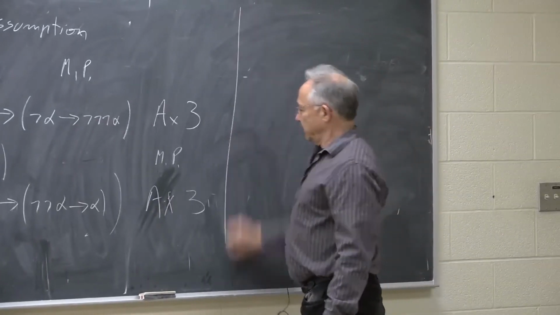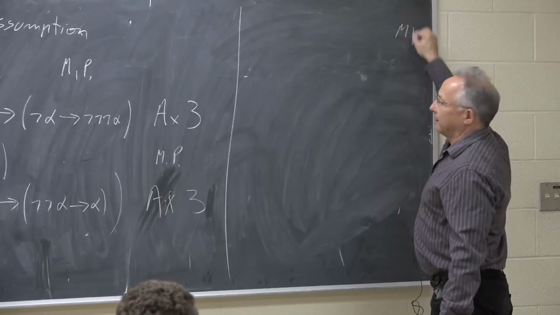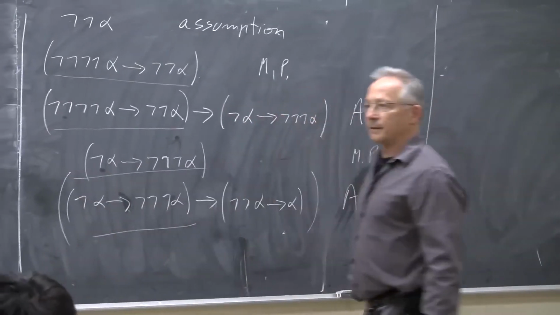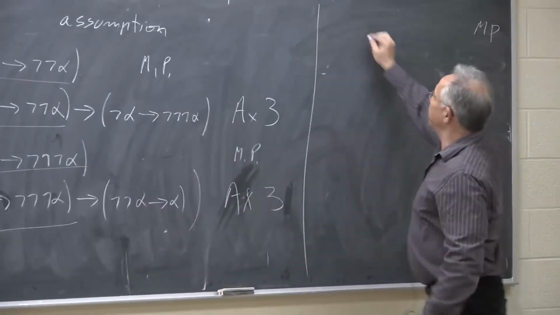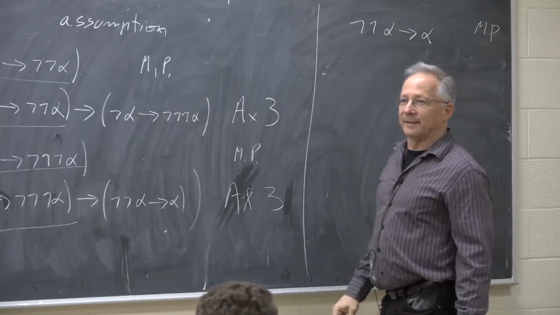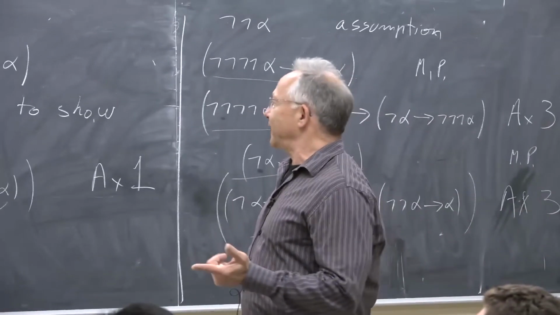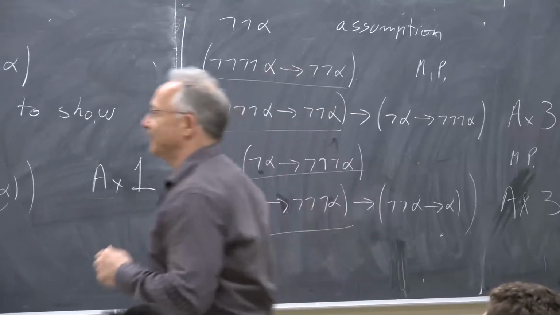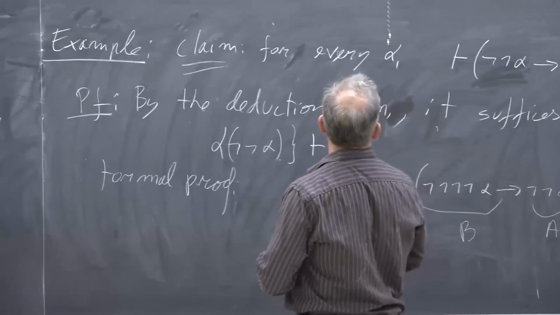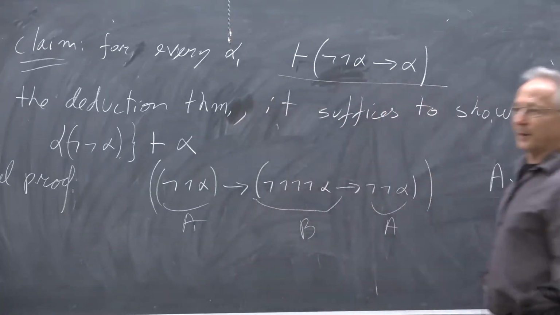What will happen now? Modus ponens. Because I have the head here, and here it is. So I'm left with 1, 2 alpha arrows alpha. Now, this is what I wanted to prove, but I'm not done yet. You see? Right? This is what we wanted to prove. But we're not done yet.